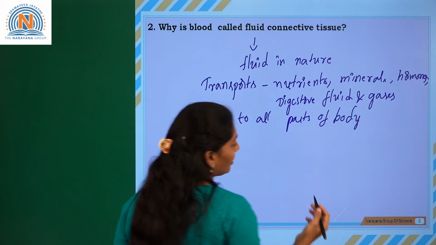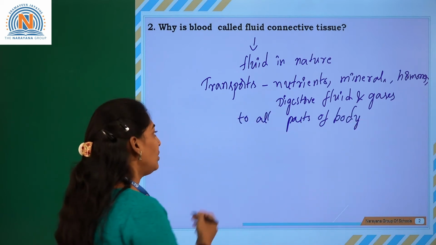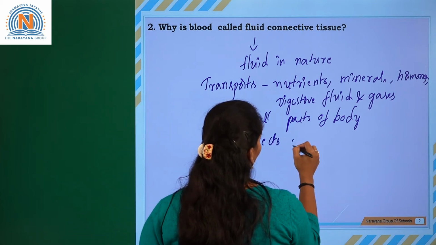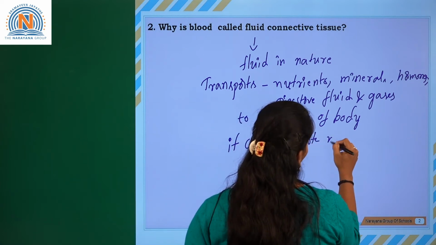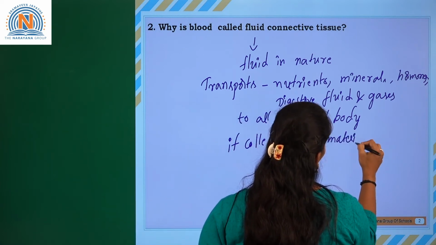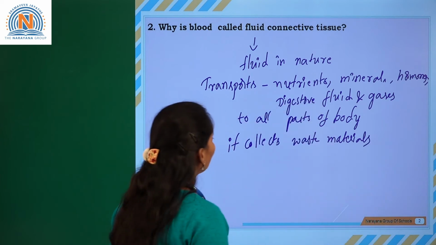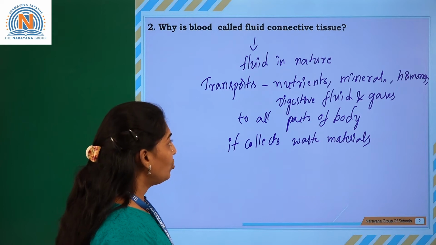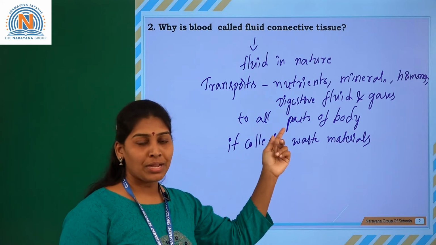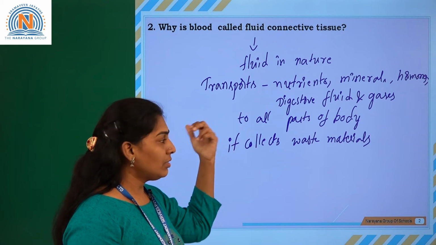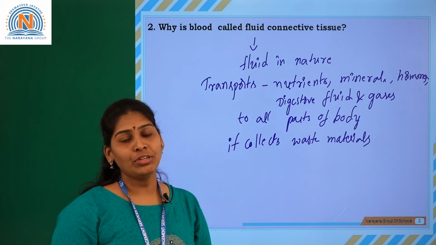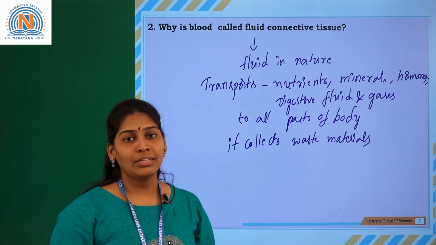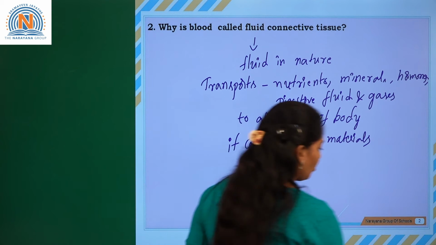As well as that, it collects waste materials also. So these are some of the reasons why blood is called fluid connective tissue. All these materials are dissolved in the plasma, so that it is like a fluid in nature. So it is very useful for transporting nutrients, along with gases also. Let us go to the next question.